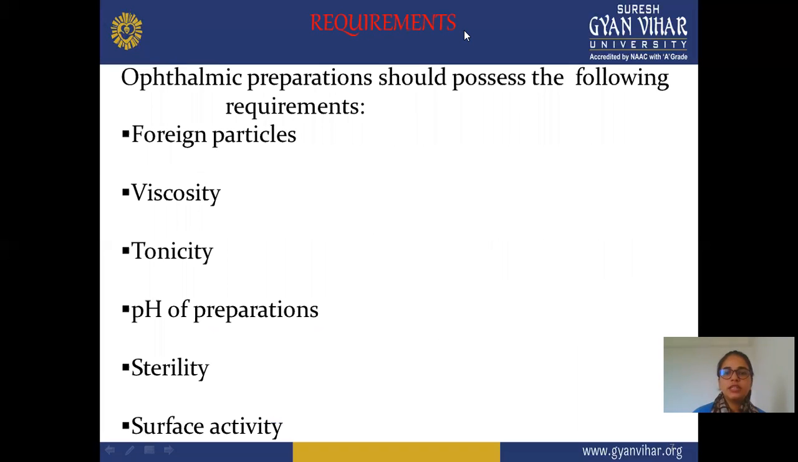These are the requirements for your ophthalmic preparation. There are different requirements for the formulation of ophthalmic preparations. First is foreign particles. Your formulation should be free from foreign particles, with no unwanted material present in your ophthalmic preparation. It may be eye drops, eye solution, eye suspension, ointment, or any other formulation. It should be free from foreign particles and unwanted material.